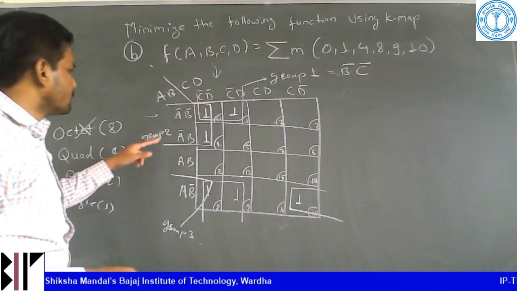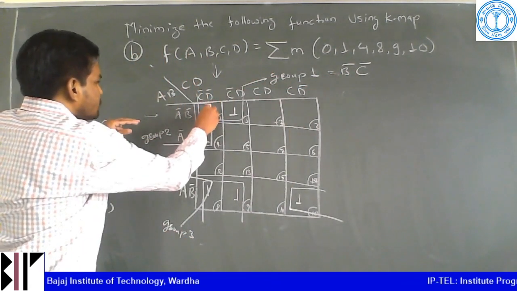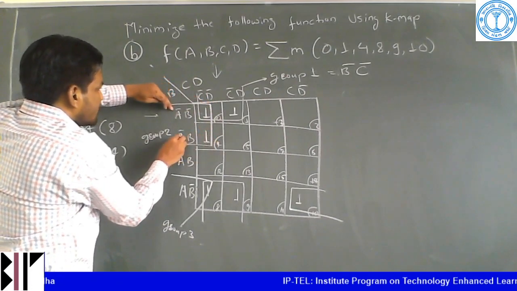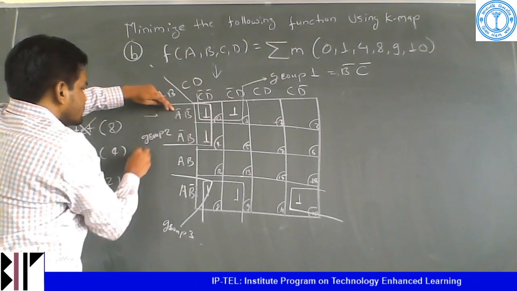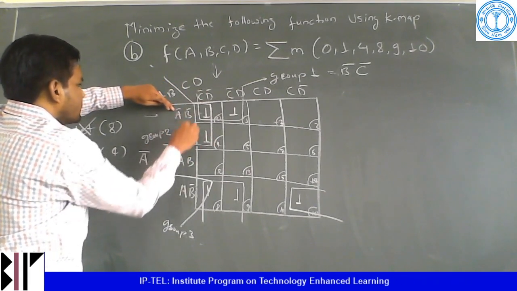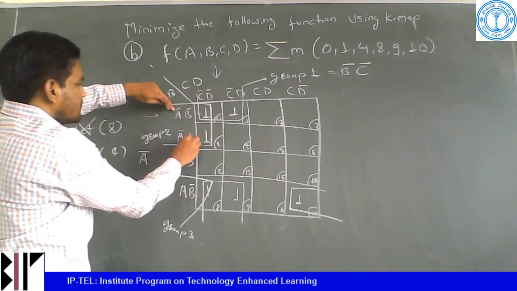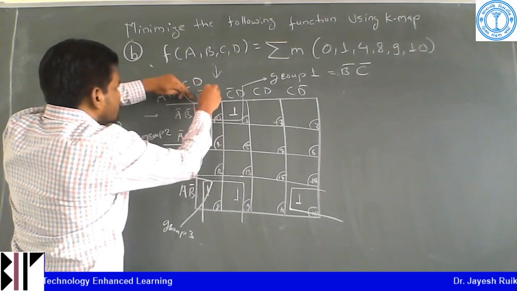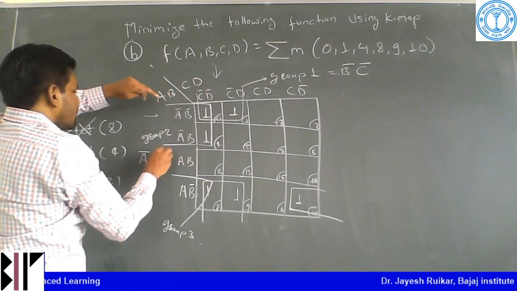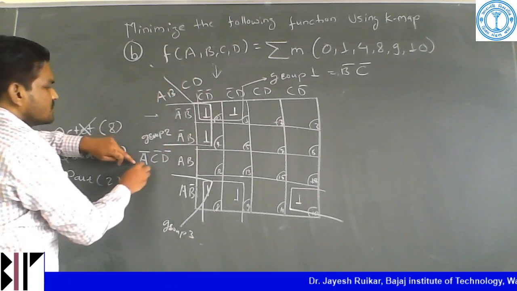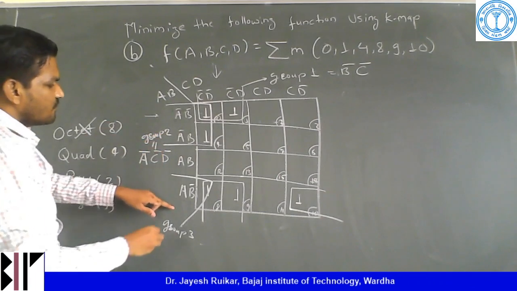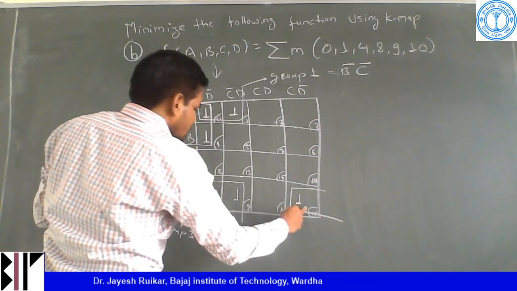Okay. Then group 2 equation. Group 2 means these 2 ones are combined. When we look from the left side, A bar is there, so A bar will be there, and B bar B is state changing, so we ignore it. And then from the top side, C bar D bar is there. So this is the equation for my group 2. And for group 3, this one and this one are combined.